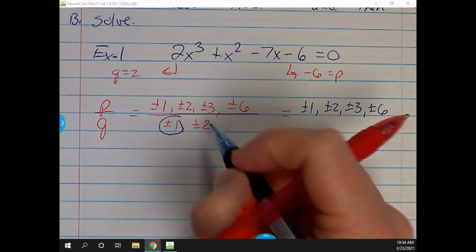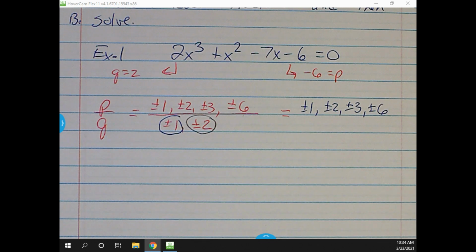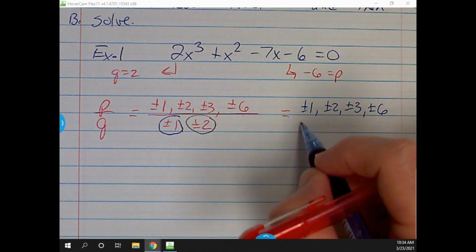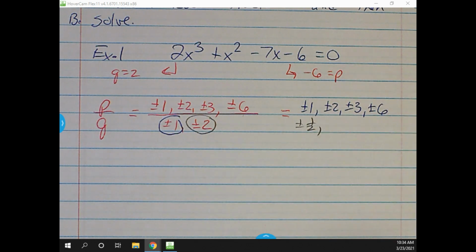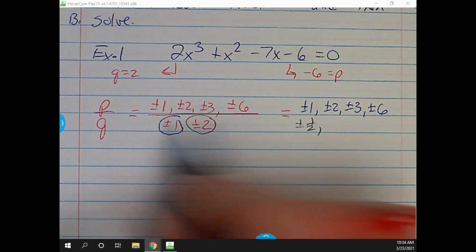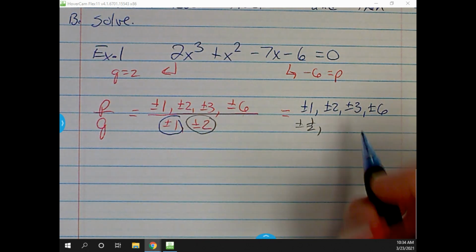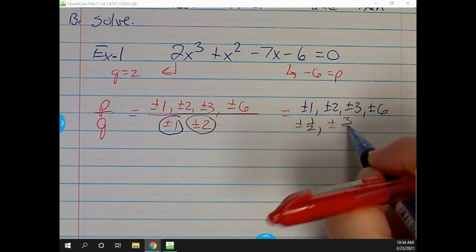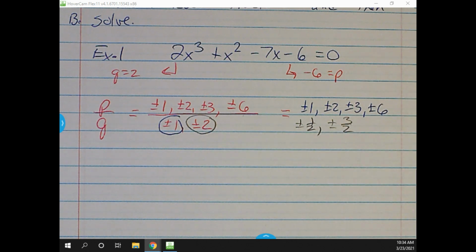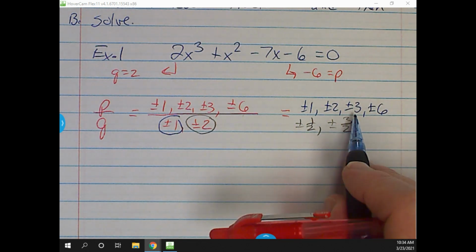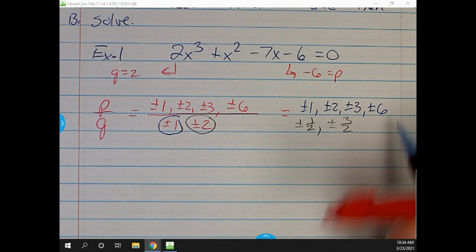But if we divide by 2, we're going to get a couple of fraction answers. It's not going to simplify. So we've got 1 divided by 2, so that would be a half. 2 divided by 2 is 1, so that one's already on the list. 3 divided by 2 is not on the list, so we put that one in. 6 divided by 2 is 3. That's already there, so we're good to go. So there's all the possible roots.